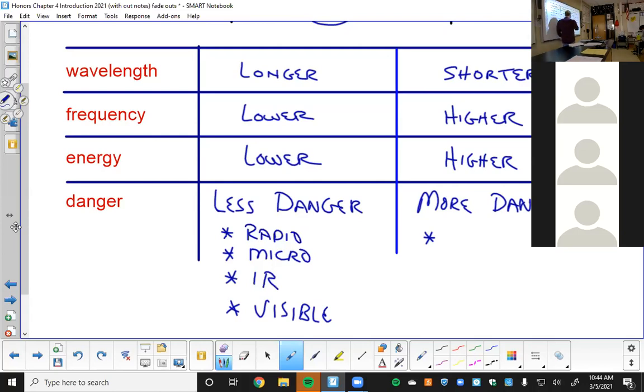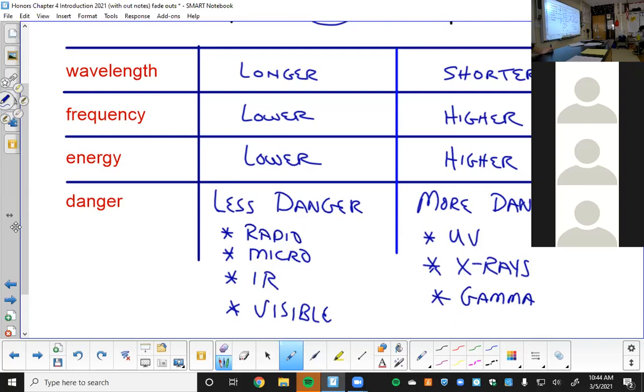But when you cross over into ultraviolet, now you start getting to higher energy that can disrupt DNA and affect the way your cells replicate, cause cancer and such. X-rays, you've got to limit your dosages of that. And then you get gamma. The other two didn't kill you. Gamma will get you.